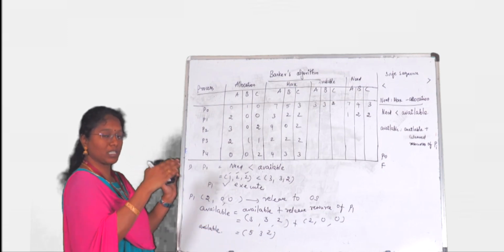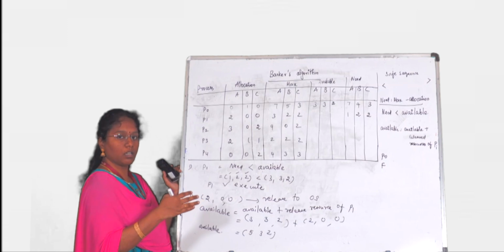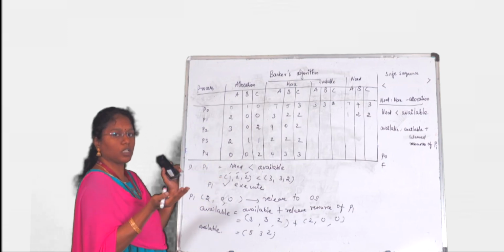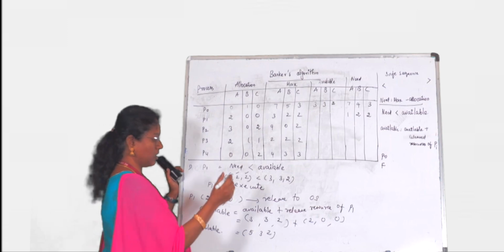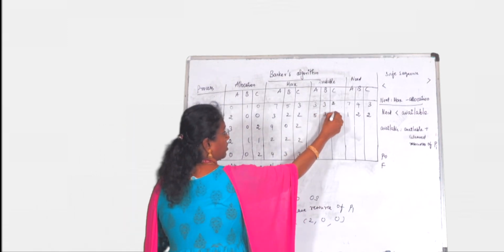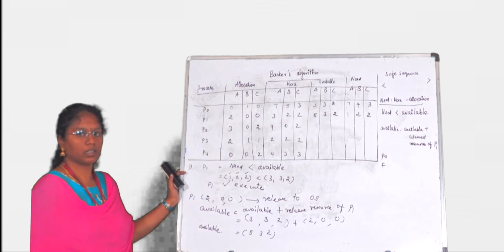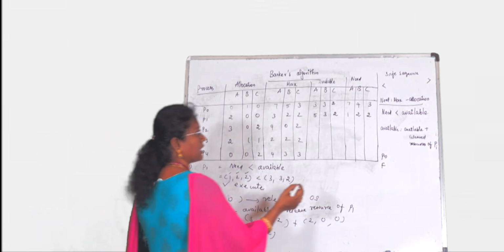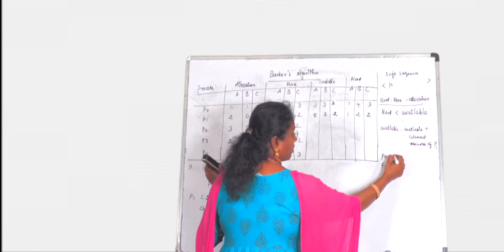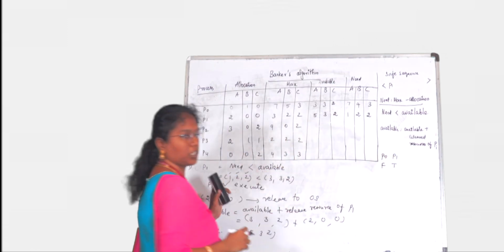As the processes execute one by one, the availability of resources will increase because they release their resources. So automatically the availability will increase. The available resources now are 5, 3, 2. Okay, so in the safe state, first P1 has been executed. P1 true means it has been executed.